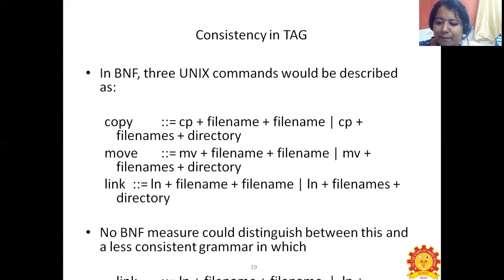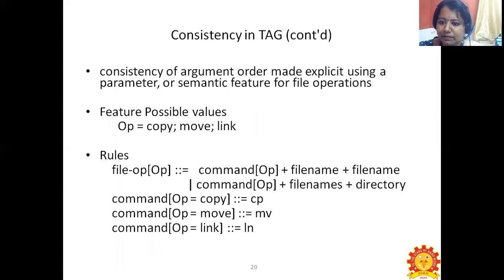So here, no BNF measures would distinguish between this and a less consistent grammar, in which the consistencies of argument order are made explicit using parameters or semantic features for the file operations.